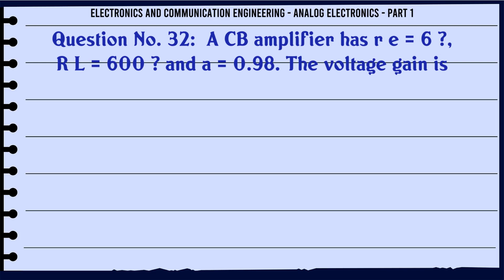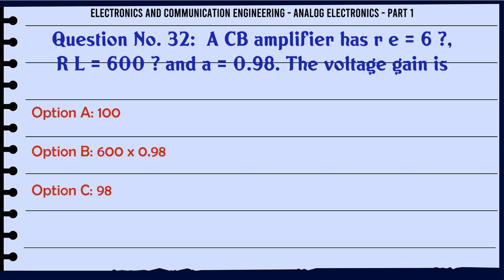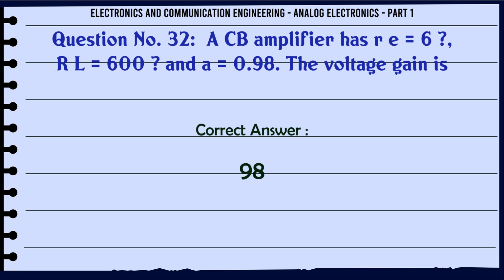A CB amplifier has RE 6, RL 600 and alpha 0.98. The voltage gain is A. 100, B. 600 x 0.98, C. 98, D. 6. The correct answer is 98.